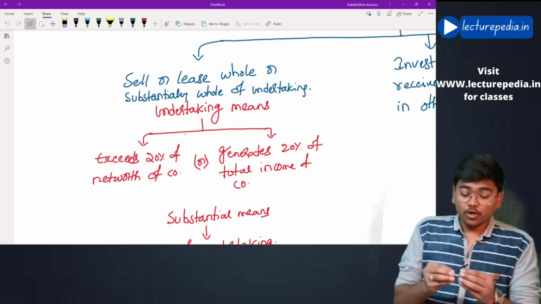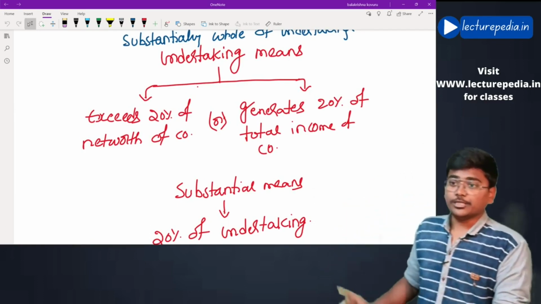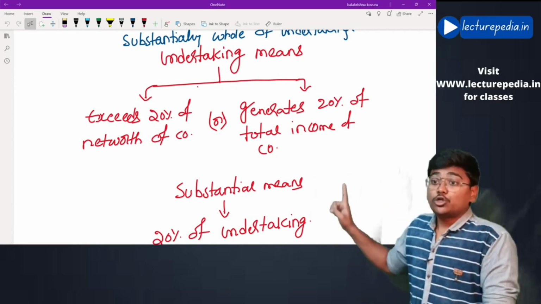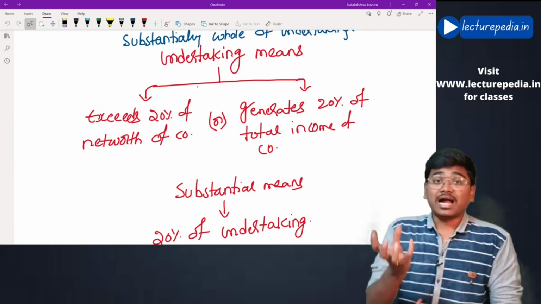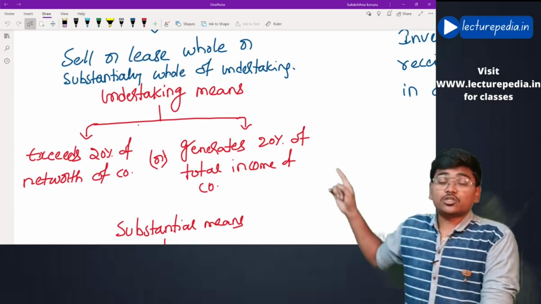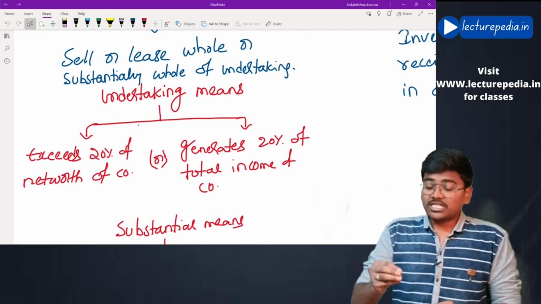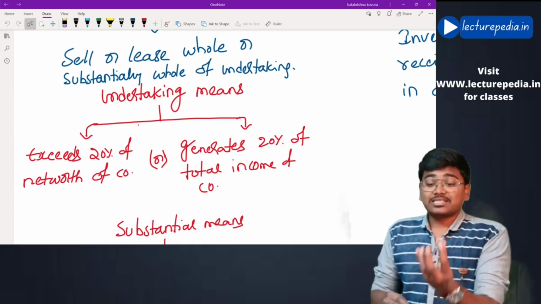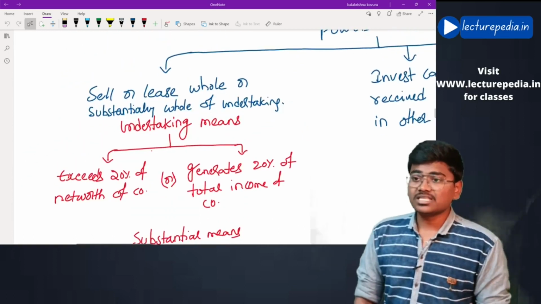Now the question is, what is meant by undertaking? Undertaking means a particular entity whose net worth or whose assets exceed 20% of the net worth of the company. In that case, such entity would be known as an undertaking of the company, or one that generates 20% of the total income of the company. Even if an entity generates 20% or more of the total revenue of the company, such entity would be known as an undertaking of the company. Hope that is clear. That is regarding undertaking.